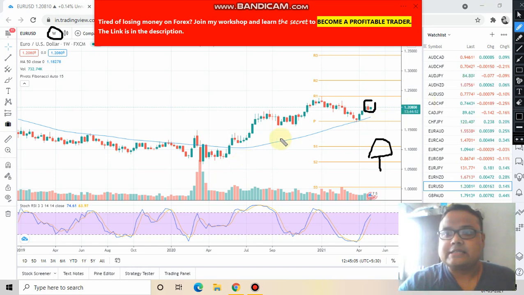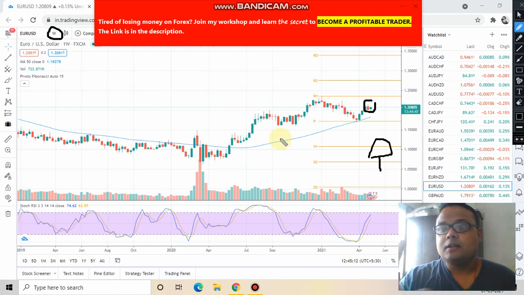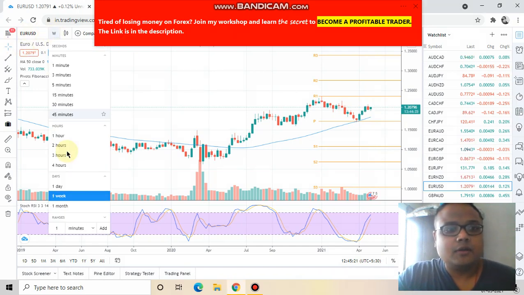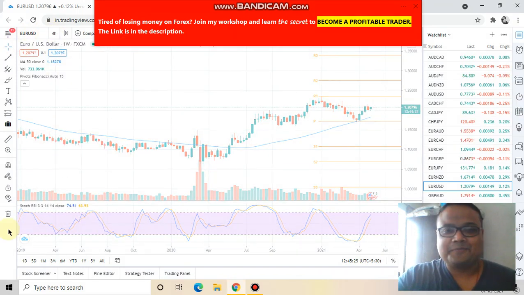As of now, we can see that there is no prominent support or resistance level in the weekly chart. So one thing that we got from the weekly chart is that bulls are dominating the market as of now. Now let's switch to our beloved 4 hours time frame.